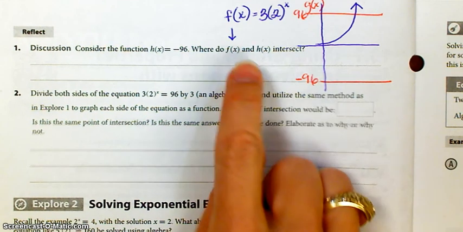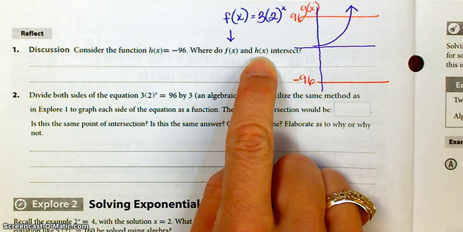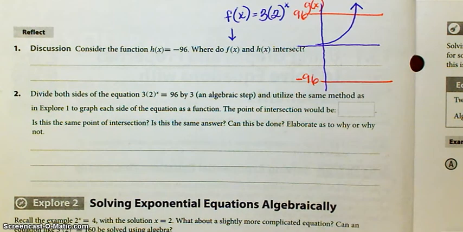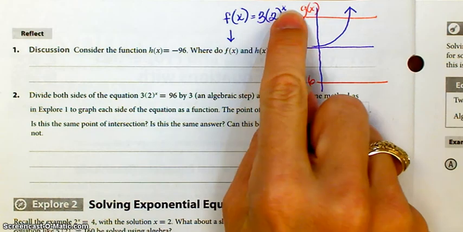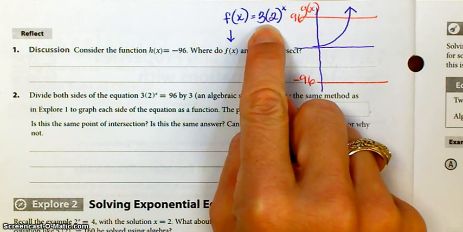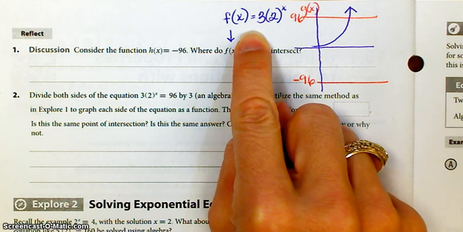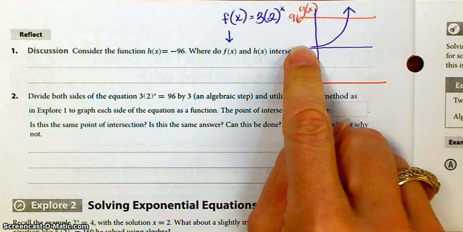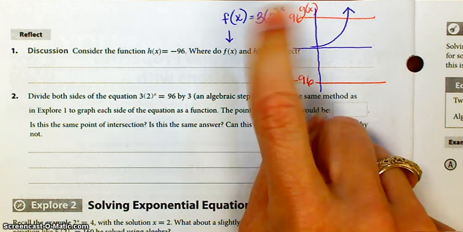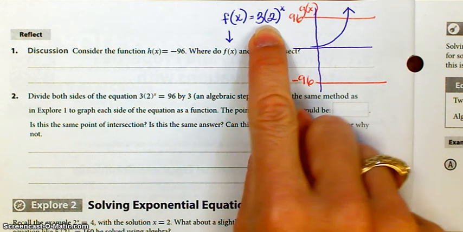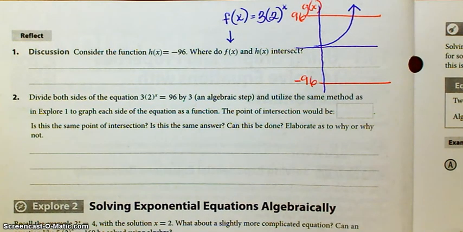Well, if they say, where does it intersect h of x? Well, h of x is way down here. It doesn't intersect it at all. And the reason why it won't ever intersect it is because whatever value you put in there for x, you're going to generate a y value that's positive. So you're never going to have anything graphed down here in the negative y territory because of the way this particular function is structured. Okay, so let's construct a little answer to that.